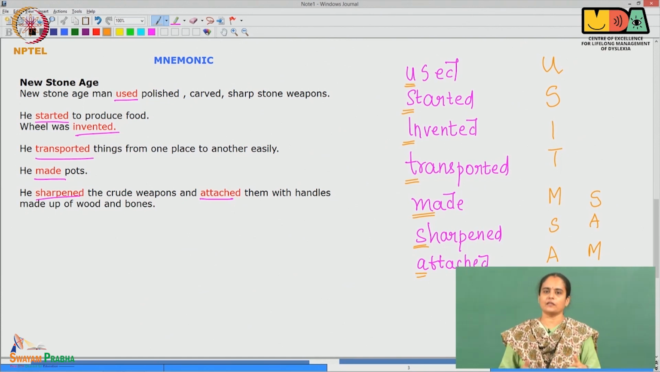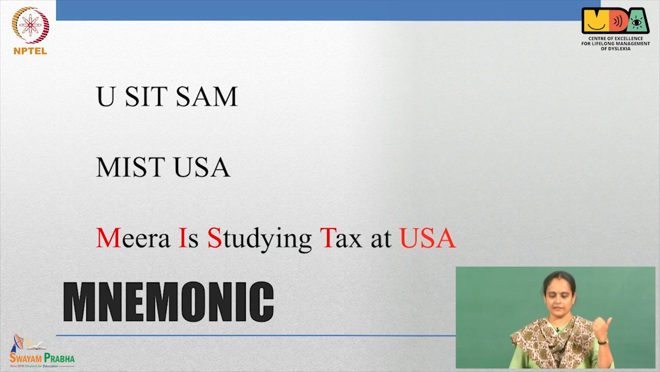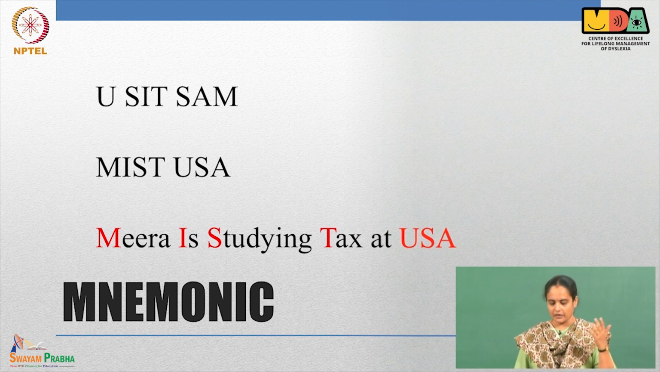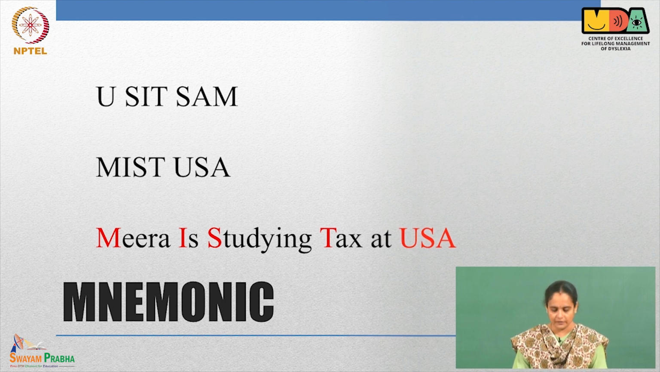You can come up with a lot of other mnemonics. A few examples will be given. So, we just saw the first mnemonic, but as I have said, the same answer can have different mnemonics. So, one of the mnemonics that has been come up with is MISTUSA, which is again a phrase, and there is a sentence, Meera is studying tax at USA, but as you can see the M, I, S have all been highlighted because those are the letters that make up the key points.